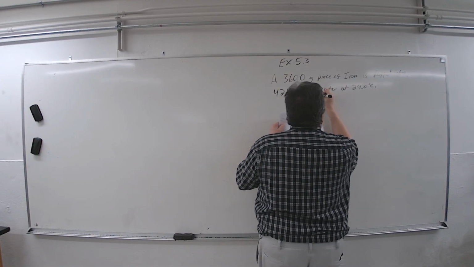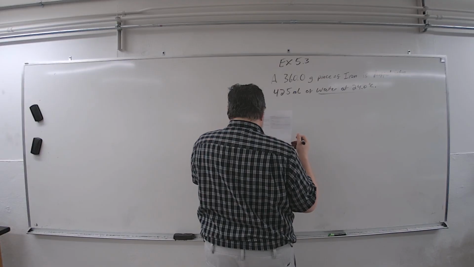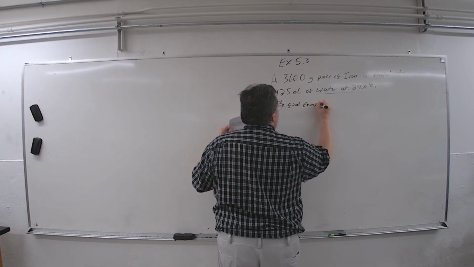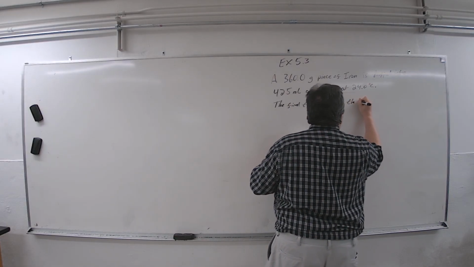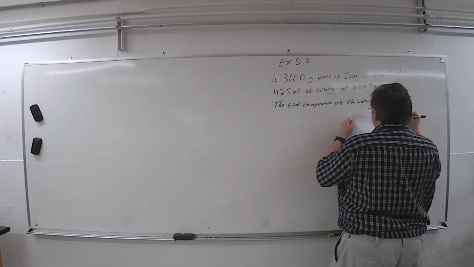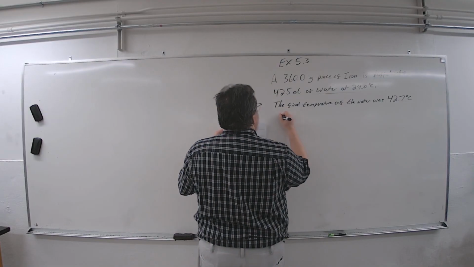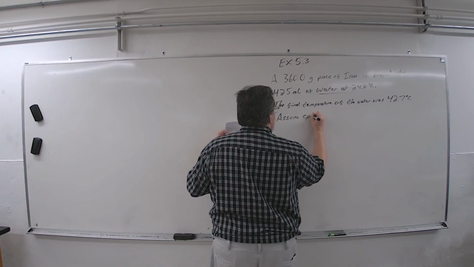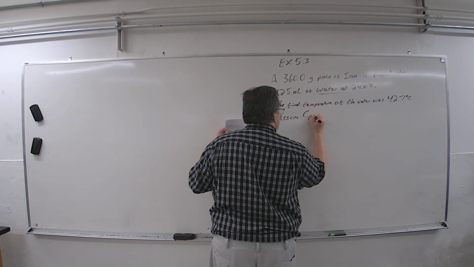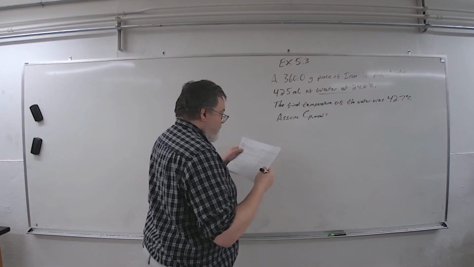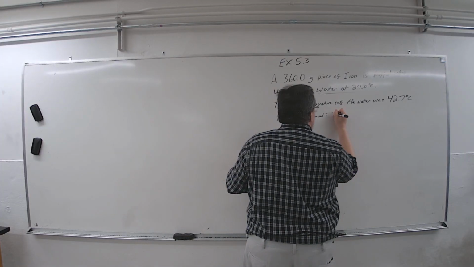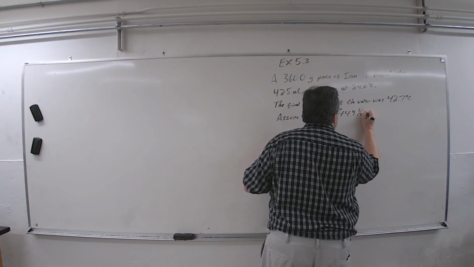So the water is at 24.0 degrees C. Final temperature of the water is 42.7 degrees C. Assume the Cp for the metal, I'll say, so assume the Cp is that of iron, and if I look here for iron it is 449 joules per C.